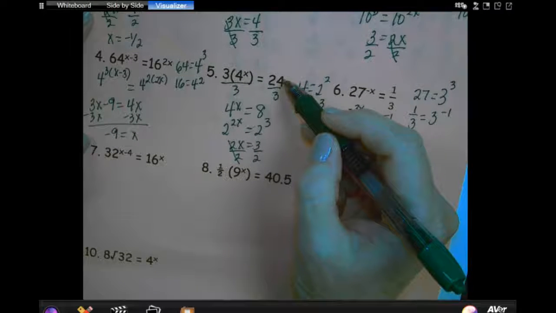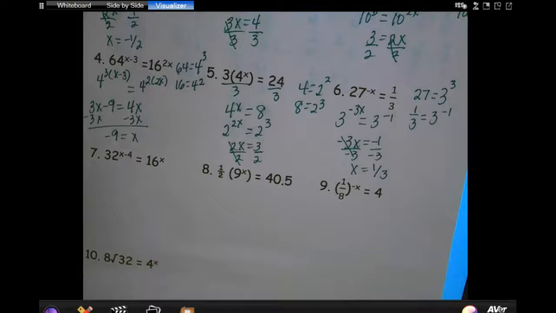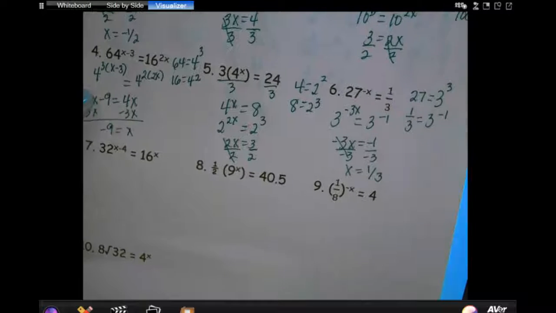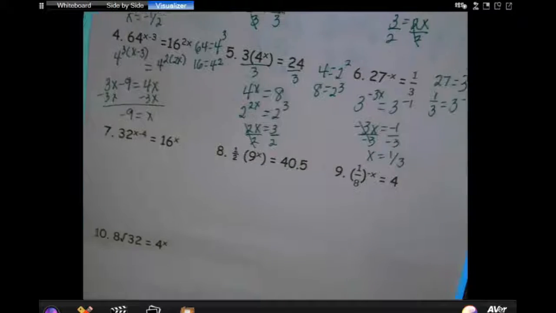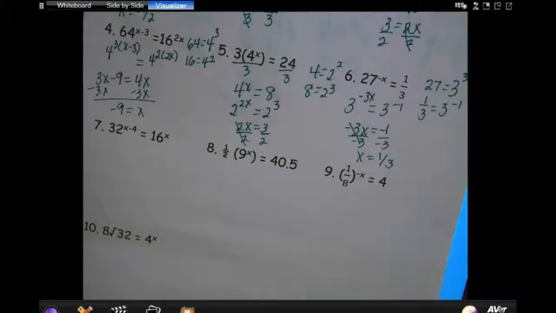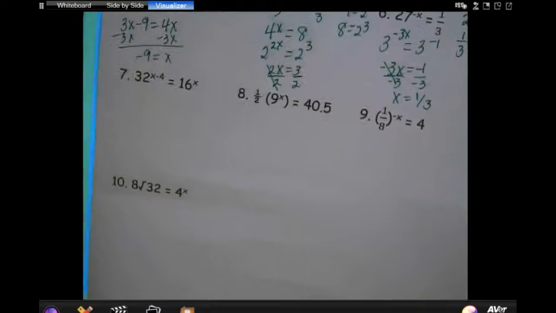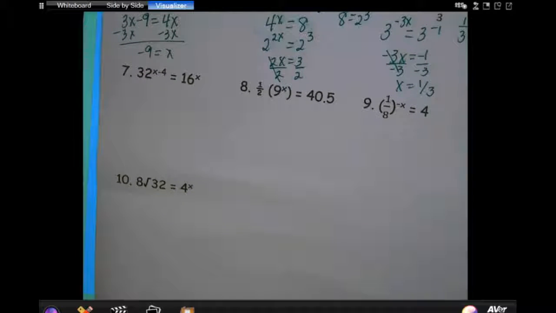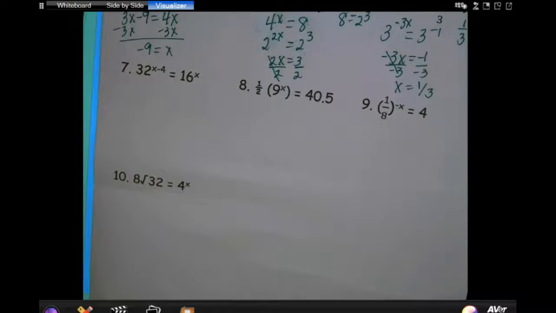Because 24 divided by 3 is 8. We're not even to a hard one yet. We haven't even done a hard one. Okay. Are you guys caught up? All right, number 7. Okay, you guys do 7. Go.